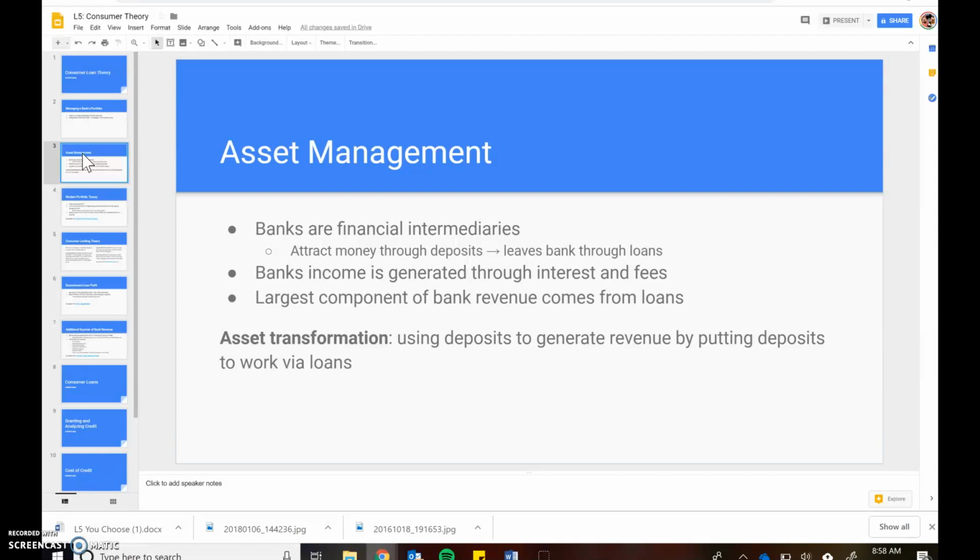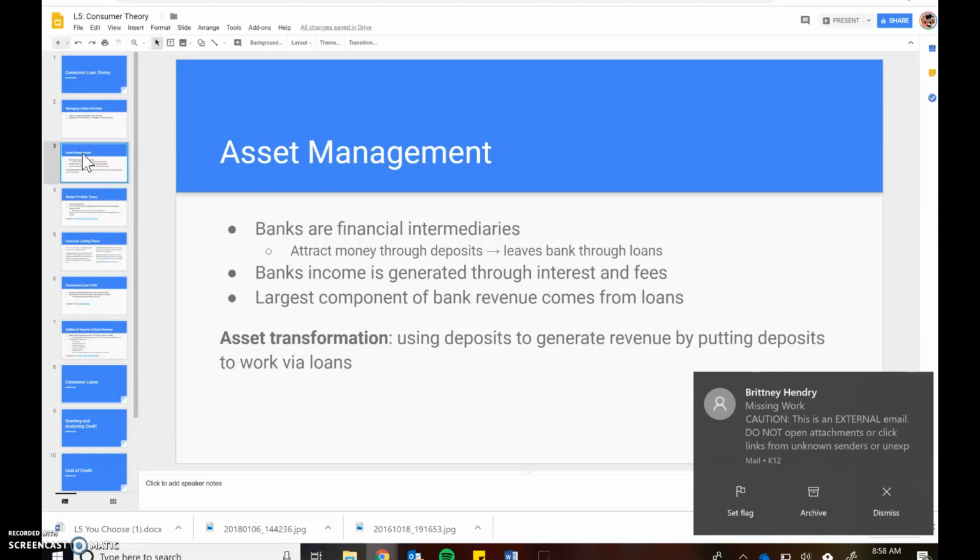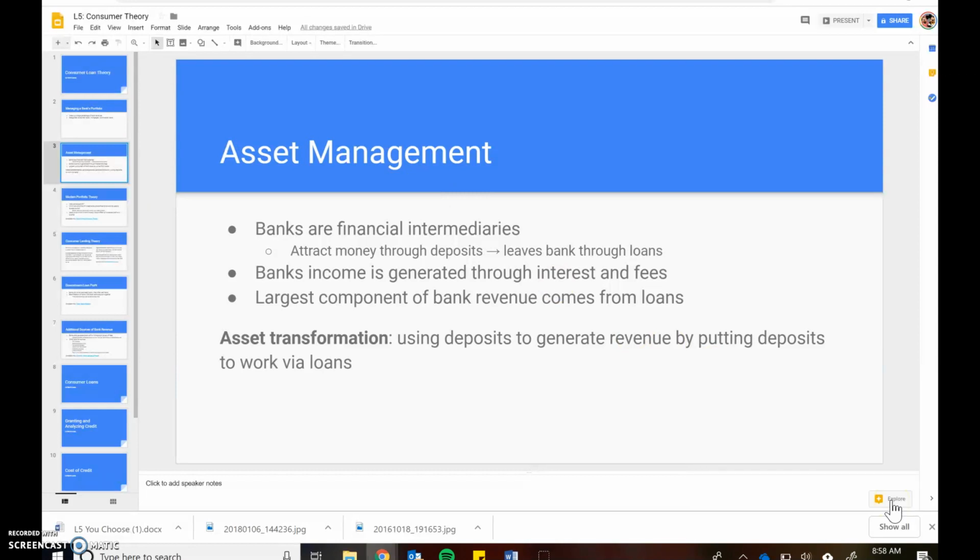Deposits are bank liabilities because they could be withdrawn by a customer at any point in time. Loans are bank assets because they represent money that the bank will receive. When banks transform liabilities, deposits, into assets, loans, asset transformation has occurred.